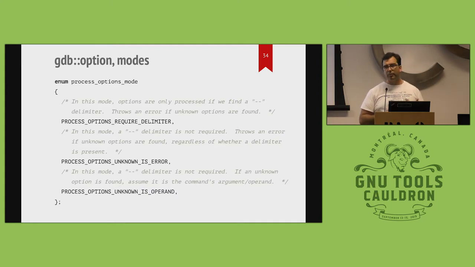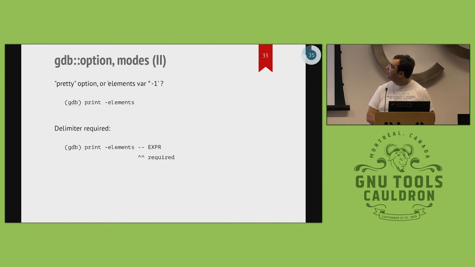Required limiter. This is the one used by the print command. And this is all about this. Print, for 30 years of GDB's existence, did not support options. 36? Something like that. So there's a risk here that you now introduce option processing to the print command, and someone is using print maybe in a script or has a variable called elements. And he's going to type print minus elements, expecting to print the negative form of elements, but it's now going to process as an option. It's going to break that script, break that usage.